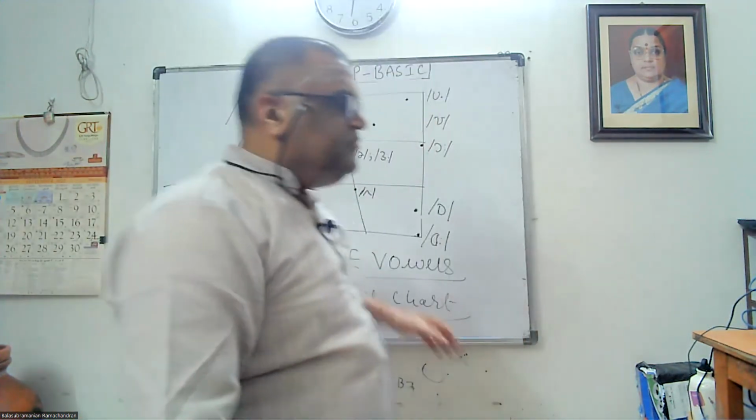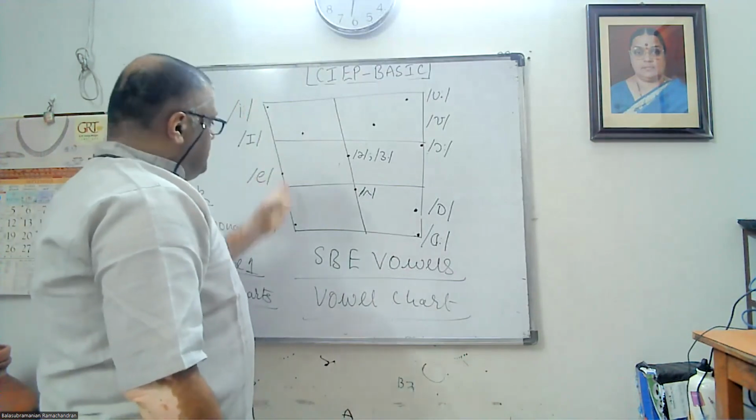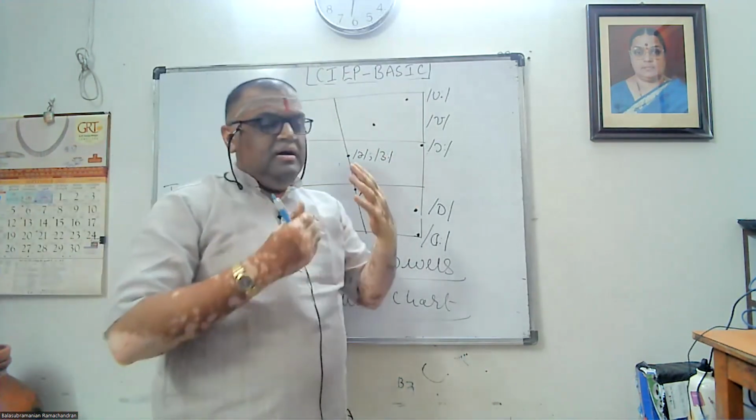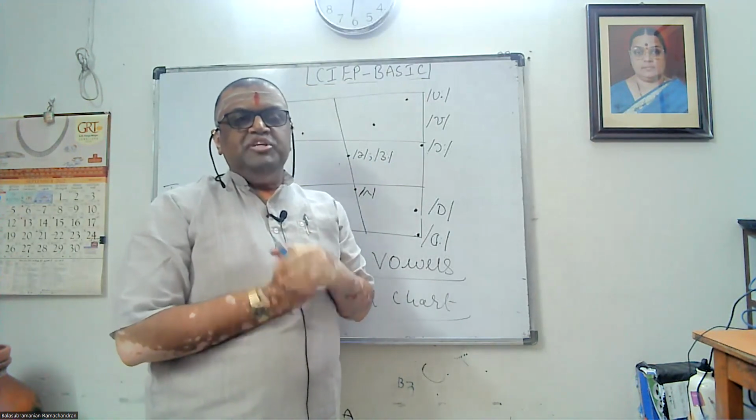So thanks a lot, people. This is how, these are the front vowels, these are the back vowels, and these are the central vowels, and this is how the standard British English vowels are produced.